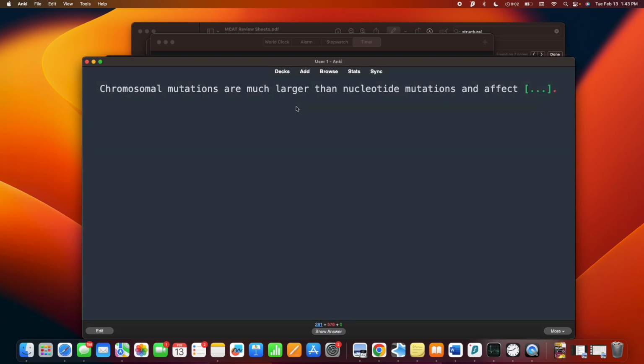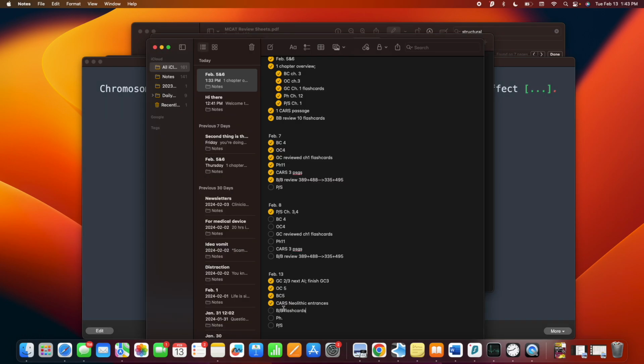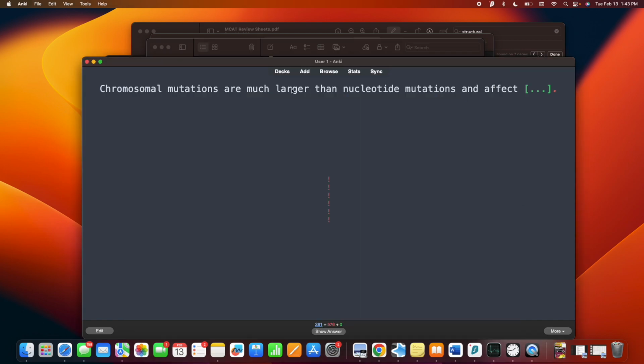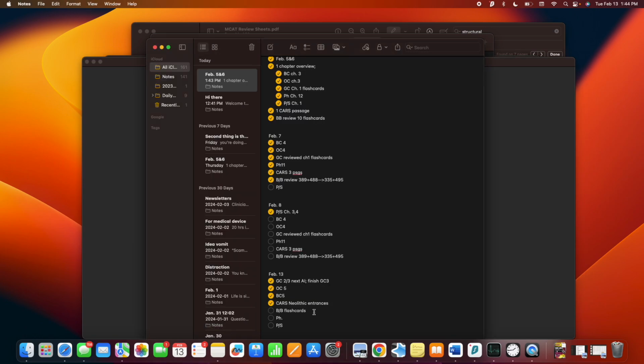Chromosomal, we have 3 seconds, so it's over for this. These flashcards take time, honestly. So we're done. I think we did, let's see, 18 cards in 6.7 minutes. Not bad. 18 cards in 6.7 minutes.